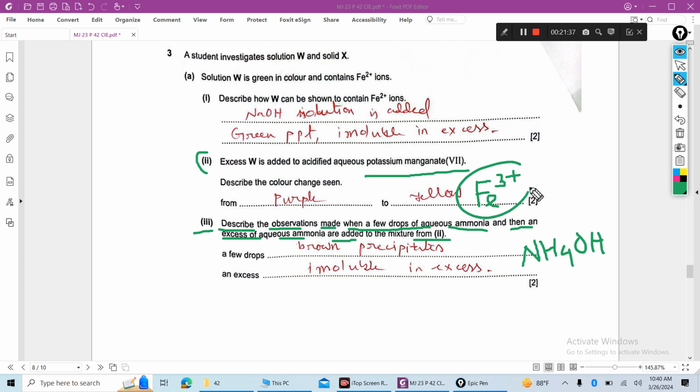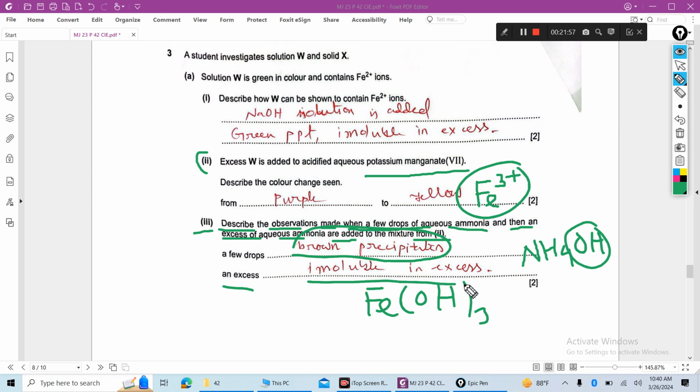Iron 3 ion reacts with hydroxide ion to produce iron 3 hydroxide. Iron 3 hydroxide is a brown precipitate, and it is insoluble in excess. If you add excess ammonia solution, this precipitate does not dissolve. I mean, the precipitate is insoluble in excess.